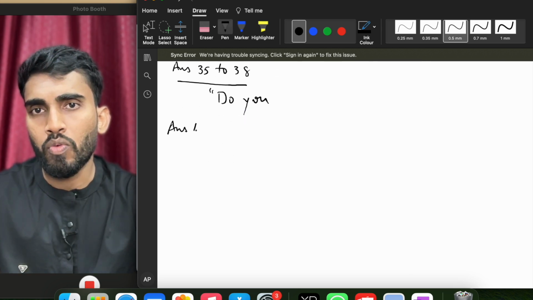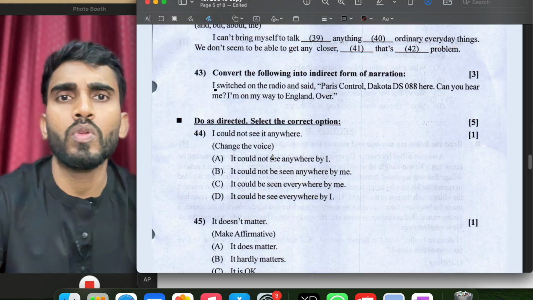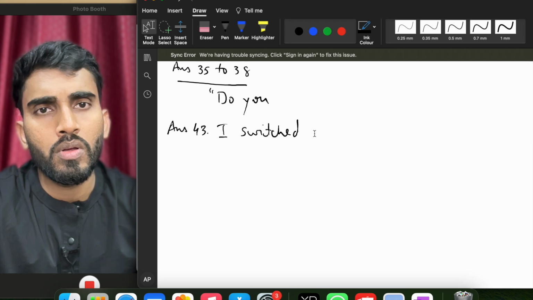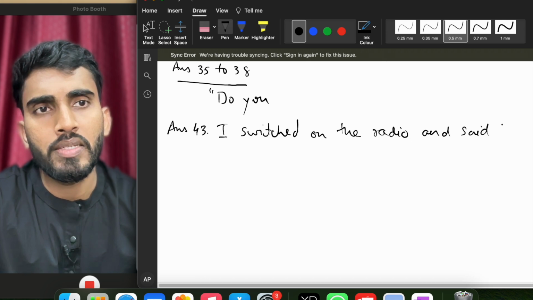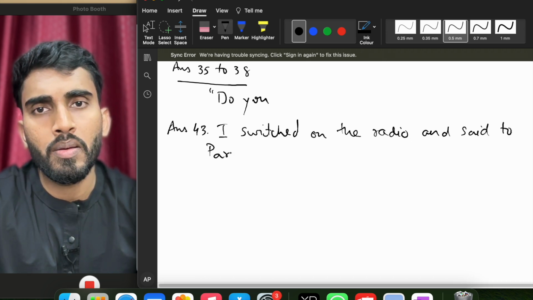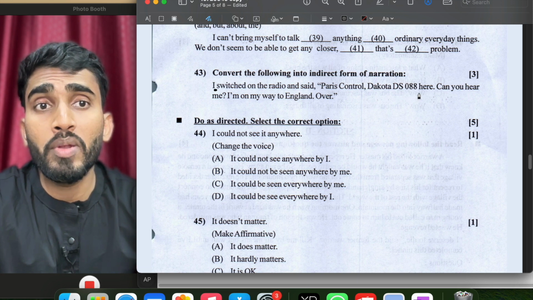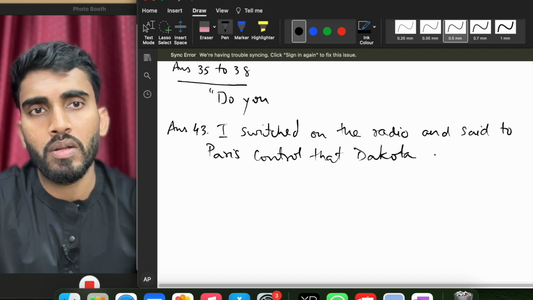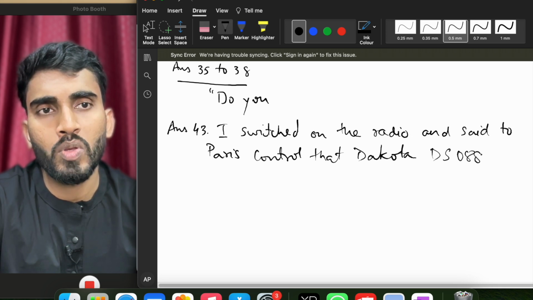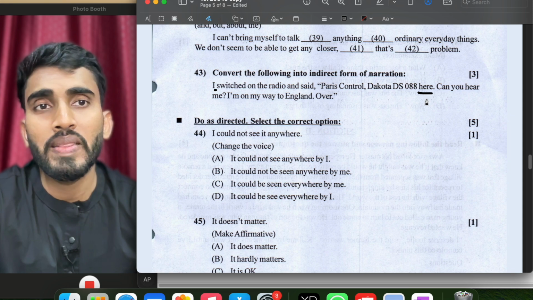Answer. So we'll start with I switched on the radio and said to Paris control. What I said? That Dakota DS088 was there. Here changes to there in the indirect speech.